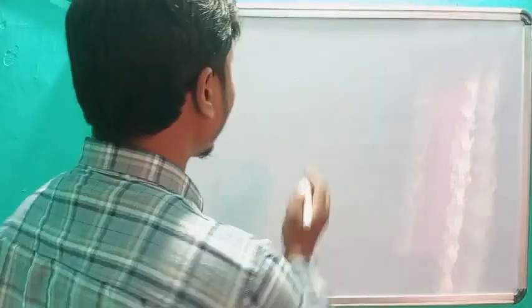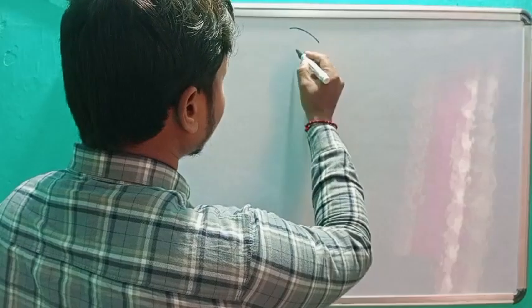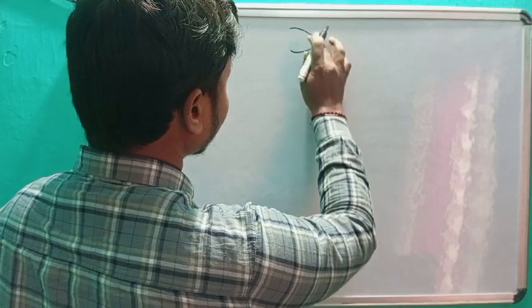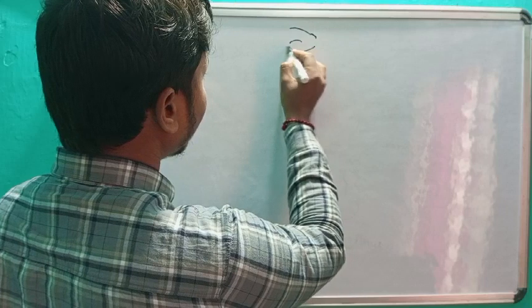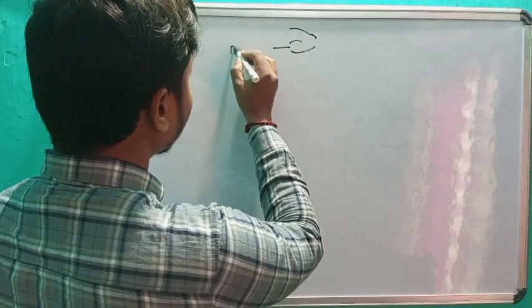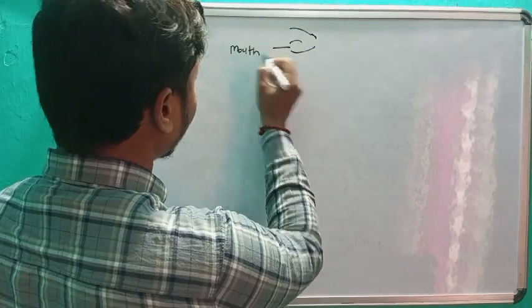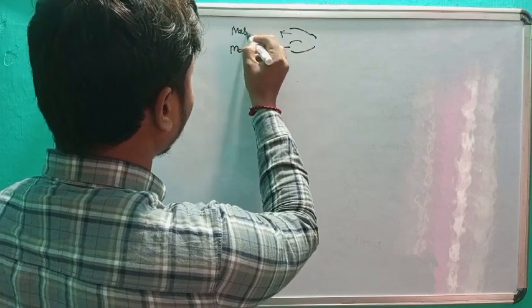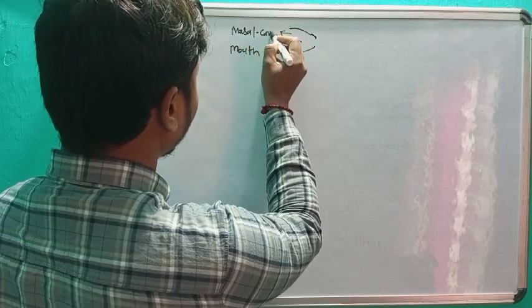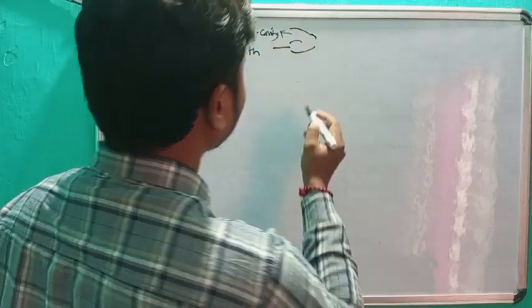So now we see the structure of the human digestive system. This is the anterior opening known as the mouth, and this is the nasal cavity.